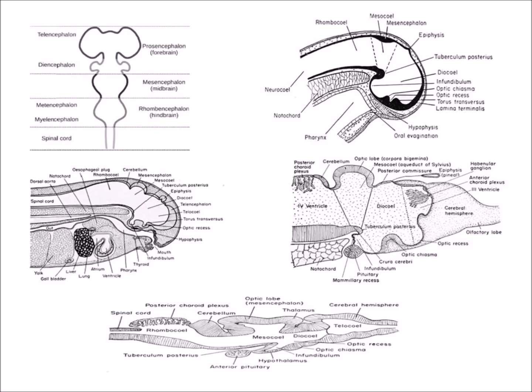Here shows the divisions of the developmental stages of brain in frog. The first figure shows telencephalon, diencephalon, metencephalon, myelencephalon, and the extension is called the spinal cord. Then here are the cross sections of the brain in various stages, and the final diagram shows all the parts of the brain with the ventricles. From this diagram and explanation, I hope you could understand how the development of brain in frog takes place.